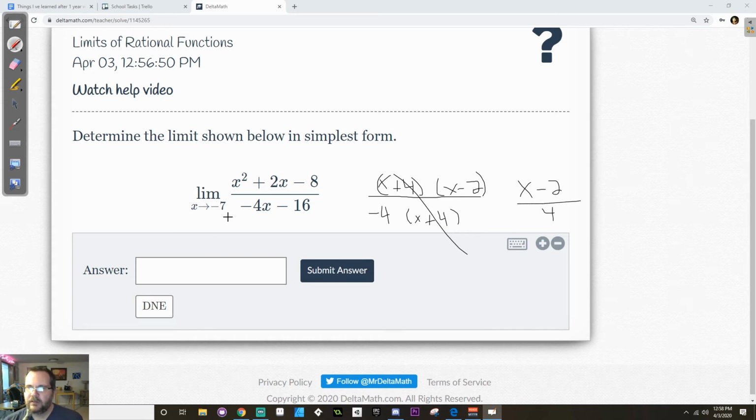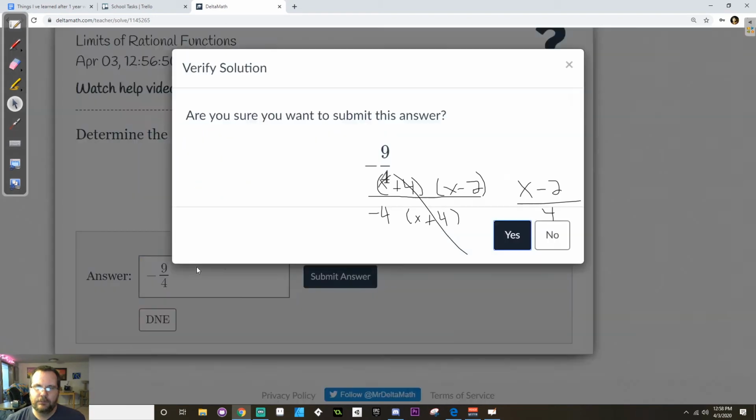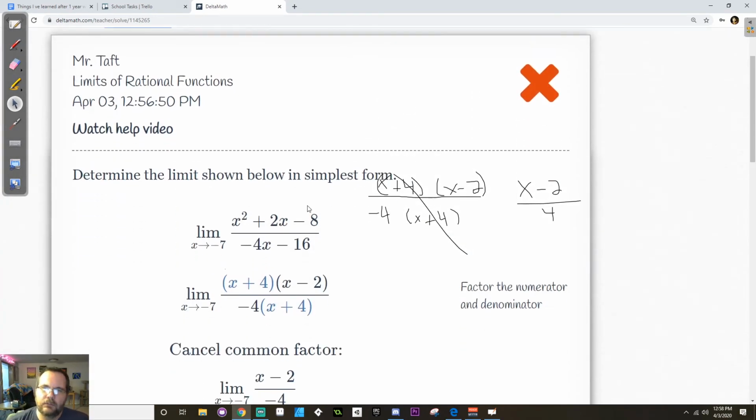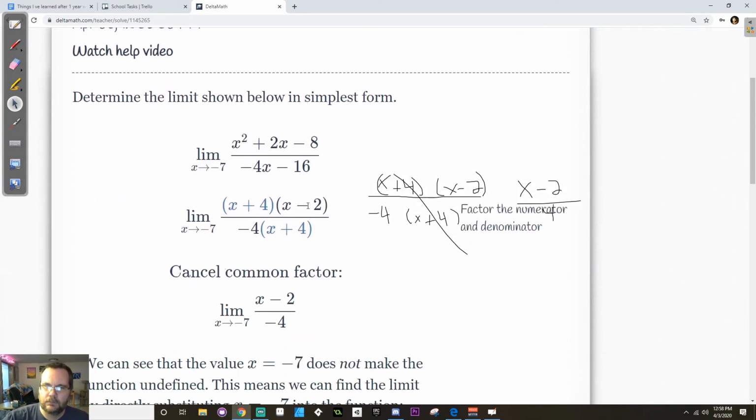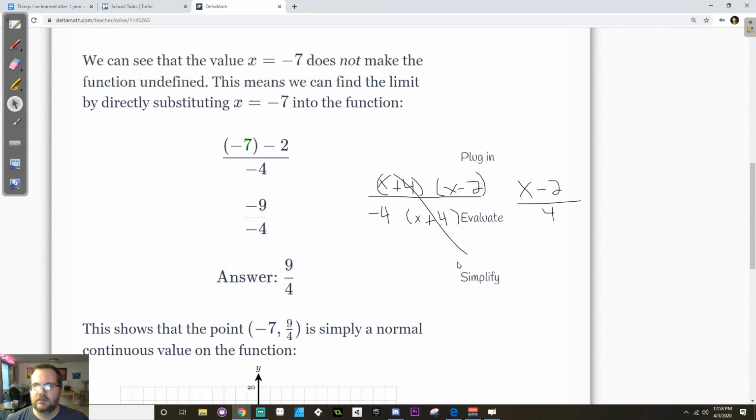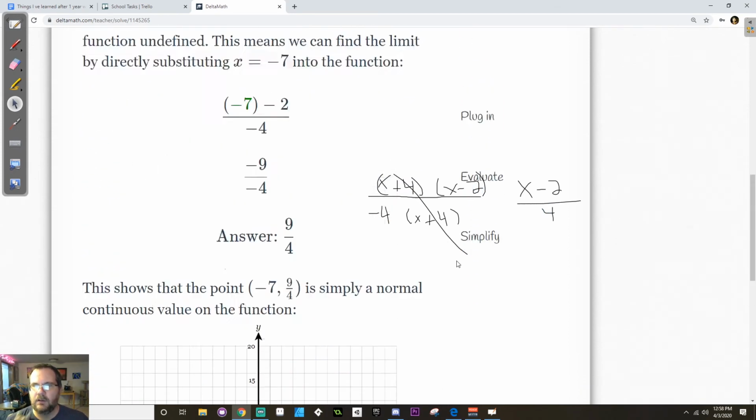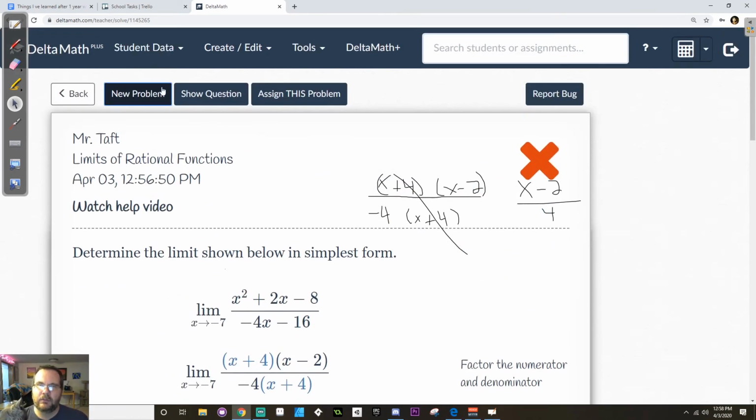Now if I go back and substitute in negative 7, negative 7 minus 2 is negative 9. You can answer as a fraction or as a decimal, and I'm going to do a fraction. So negative 9 divided by 4. Oh, I got it wrong. What did I do wrong? Oh, it's because it's divided by negative 4. Oh, Mr. Daft. Positive 9/4. All right. Well, just to prove to you guys that I actually do know what I'm talking about, let's look at a new problem.